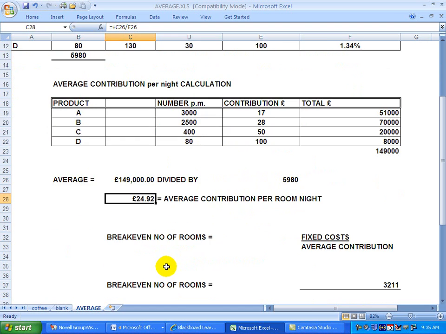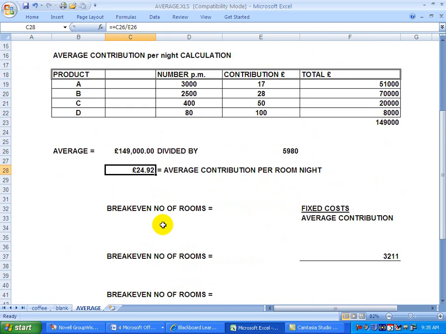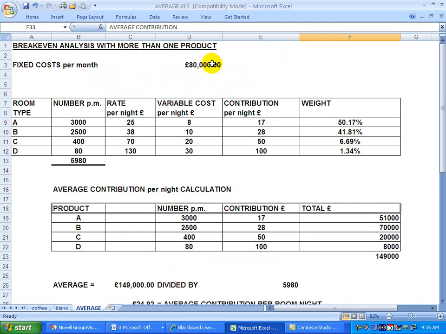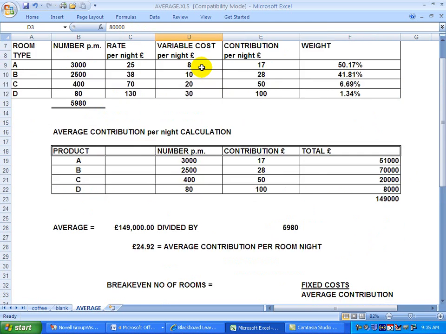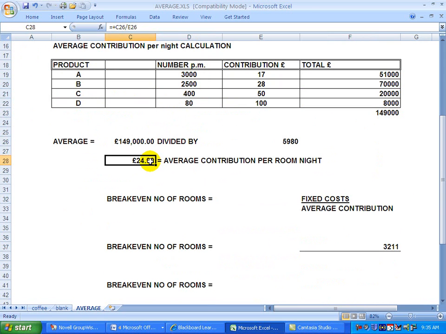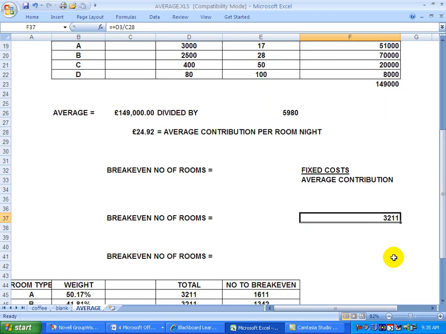So now we've got the average contribution. Now it's just a simple break even in the normal way. To get our break even number of rooms, this is the total number of rooms we need to do to break even, it's our fixed cost divided by our average contribution. And to do that, we take the fixed costs, which were 80,000, and we divide that 80,000 by £24.92, and that will give us an answer of 3,211 rooms. That's the break-even number of rooms total.